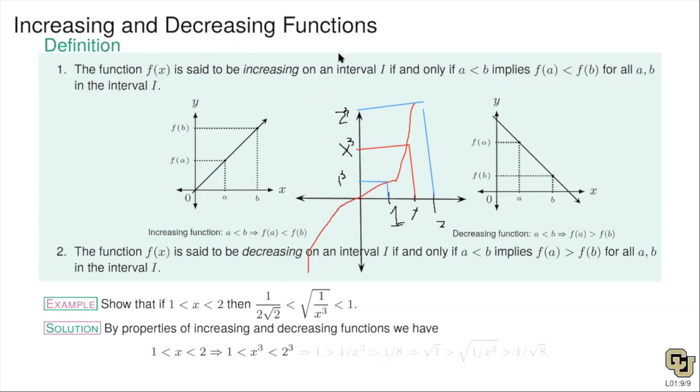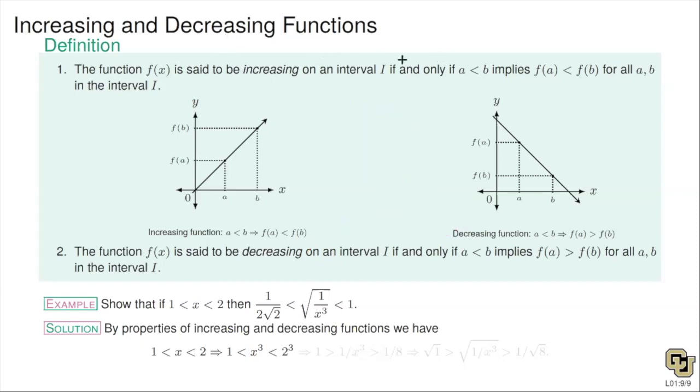So if x is between 1 and 2, then x cubed will be between 1 cubed and 2 cubed. And this is completely because x cubed is an increasing function. And now I need a reciprocal. If you look here, the x cubed is in the denominator, so I'm going to take a reciprocal. When you take a reciprocal, the inequality changes direction. The reason is because the reciprocal function is decreasing.